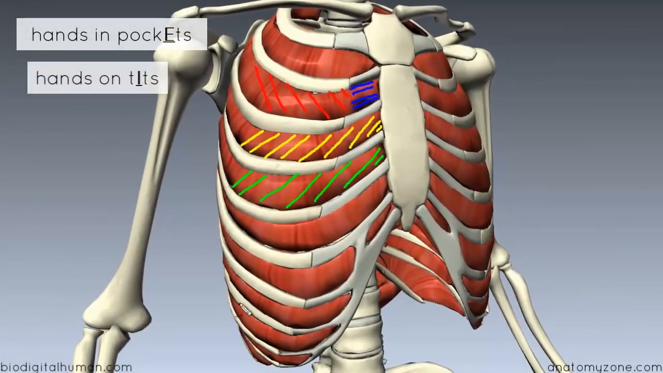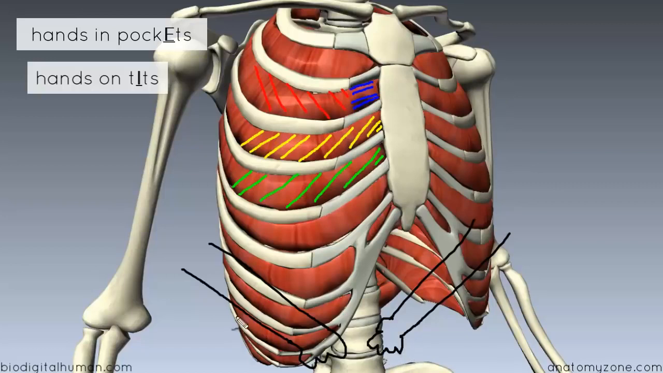If I just draw some hands which are in pockets, pretty crappy drawing, but it's the best I can do, unfortunately. So this is the forearm and this is the hand, and this is the sort of angle your forearms would be if they were in your pockets. So pockets has the letter E in it, so this is the direction the external intercostal muscles would be oriented.